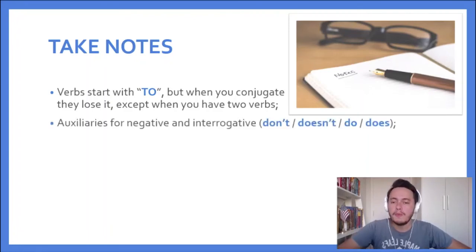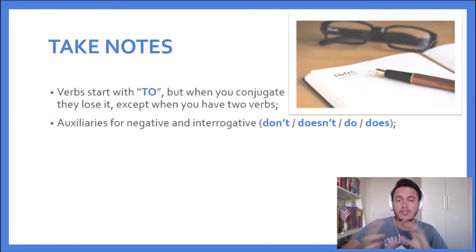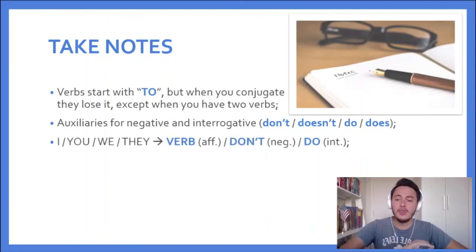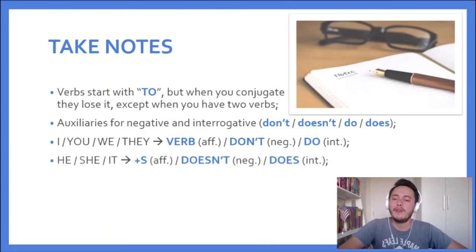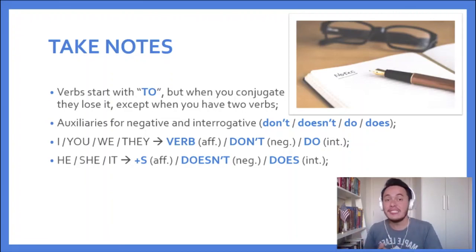Rule number two, auxiliaries for negative and interrogative are don't, doesn't, do, and does. And you use them according to the person you have, okay? I, you, we, they. For affirmative sentence, we just use the verb. For negative, you use don't. For interrogative, you use do. For he, she, it. For affirmative, basically you add an S, depending on special cases. And for negatives, doesn't. Interrogative, does.